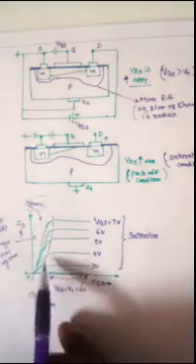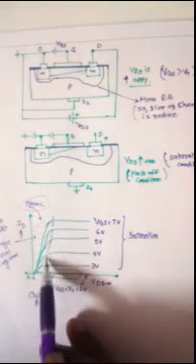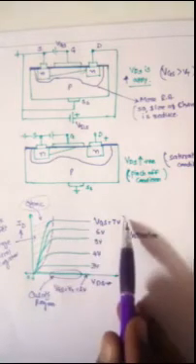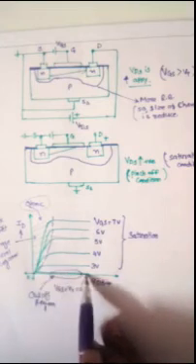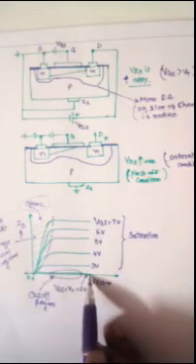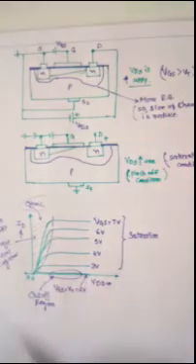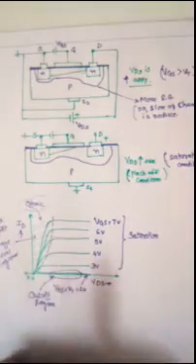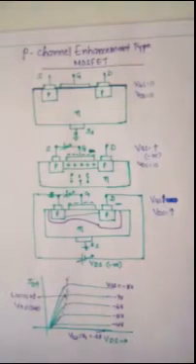And these are the saturation points, and from that point ID stops increasing and stays constant. So all of these regions are the saturation region, and when VGS is equal to VT, the threshold voltage, that is called the threshold. This region is the cutoff region. This way the regions operate. This graph will be the same as the depletion mode MOSFET.